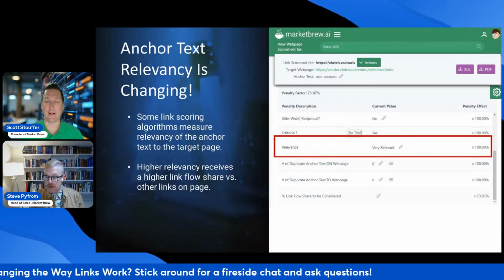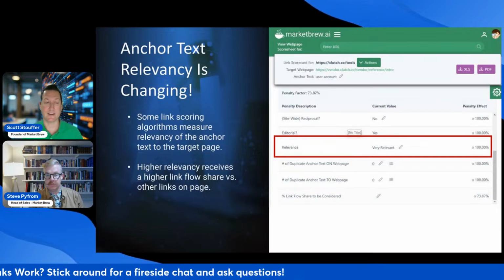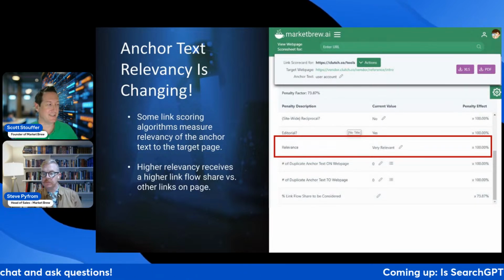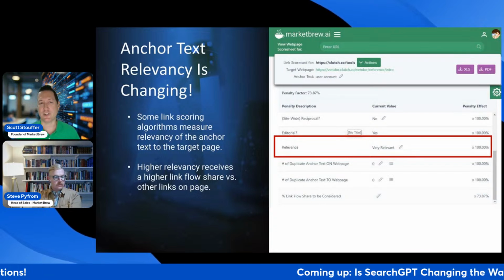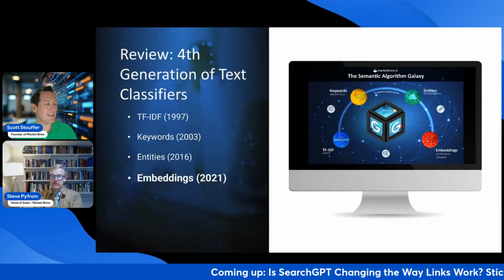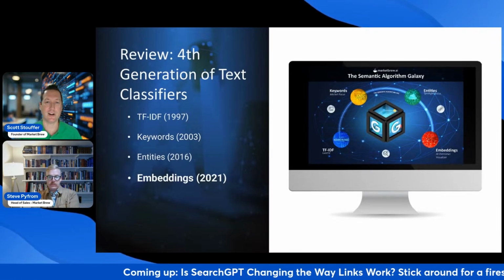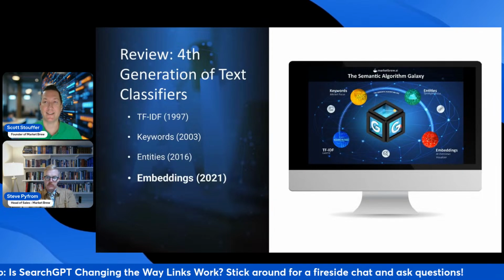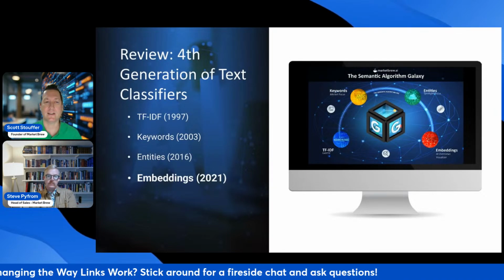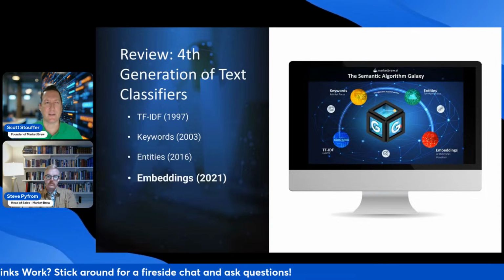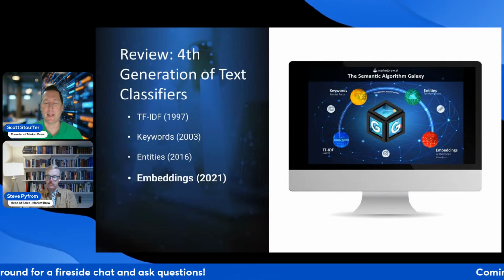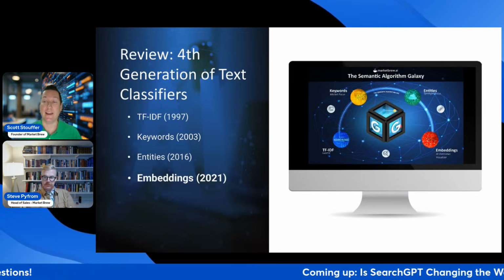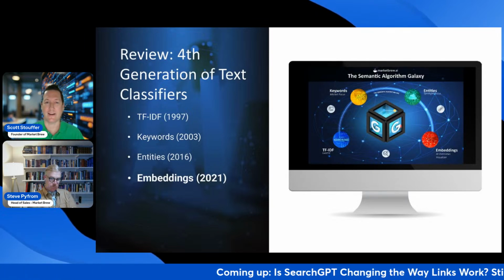With the new embedding classifiers with relevancy and links. So here is the anchor text challenge: this relevancy calculation is changing. We can see this legacy chart of all these text classifiers, right? We had TF-IDF in 1997-ish, the Alta Vista days. Around 2003, we had the keyword density classifiers, and the anchor text distribution was all added at that point.